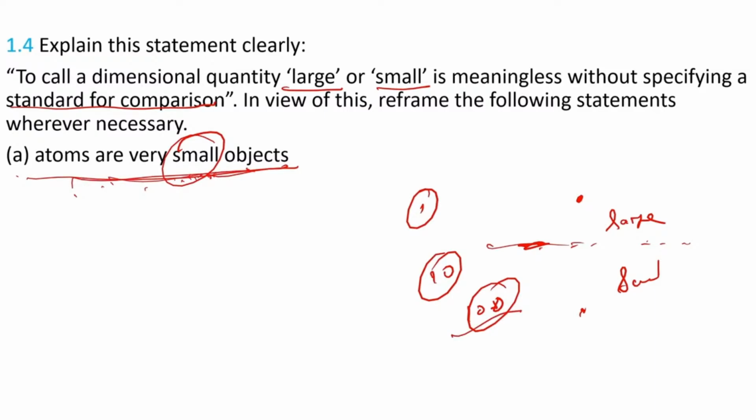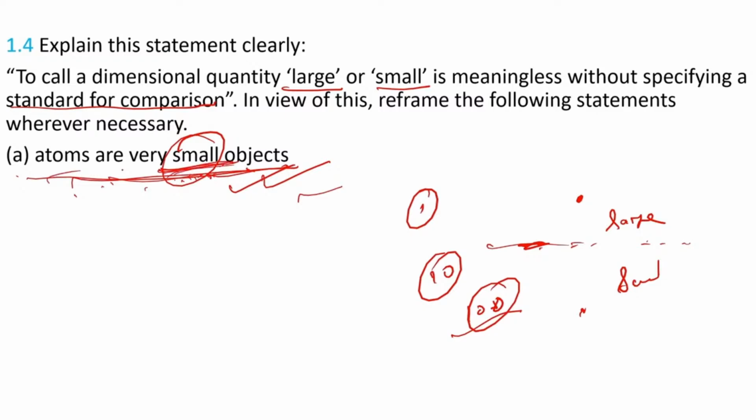So we can reframe this sentence as atoms are very small as compared to that of a basketball. Atoms are very small as compared to that of a cricket ball. Atoms are very small as compared to maybe a ball of a ballpoint pen. So it can be stated in multiple ways. All we have to do is to find a reference over which we can compare the smallness of this atom.